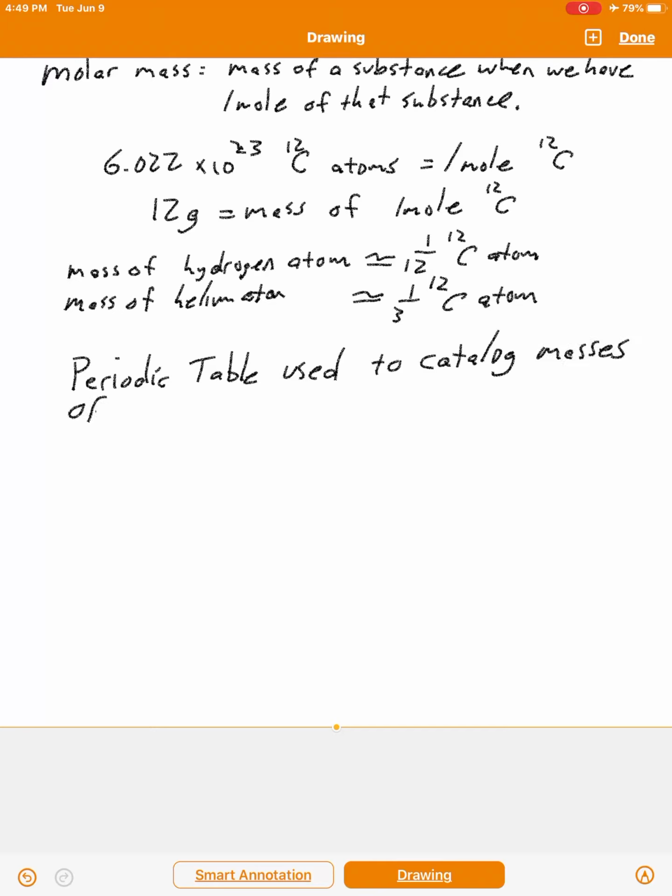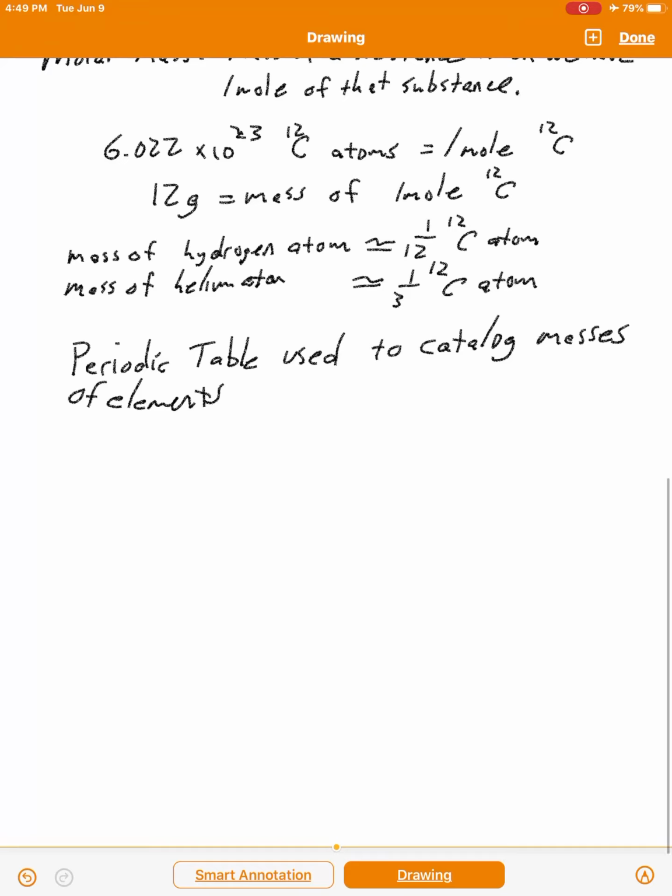Of the elements, right? You actually see that in chapter 2 when you do general chemistry. And so here's what we'll claim. If we look at the periodic table, and I'm just going to pick a few elements. So element 1 is hydrogen.